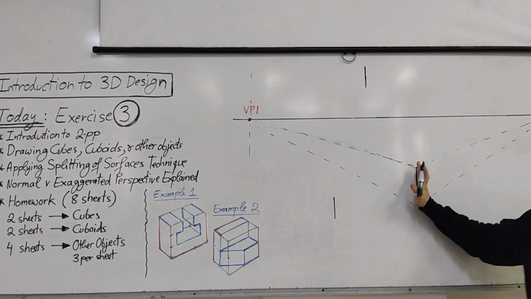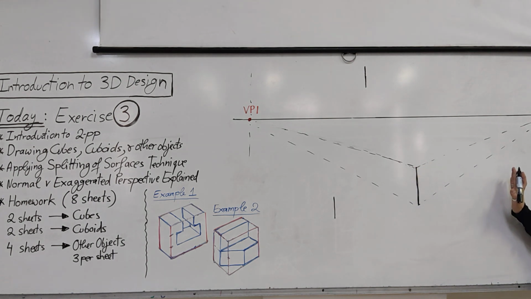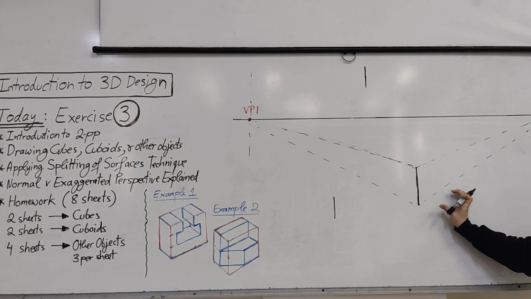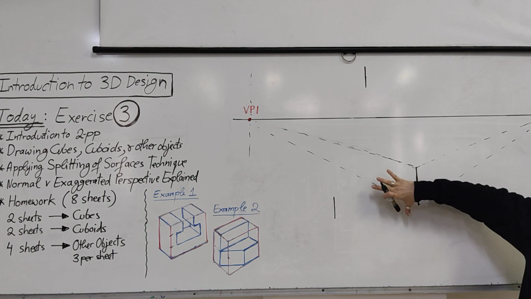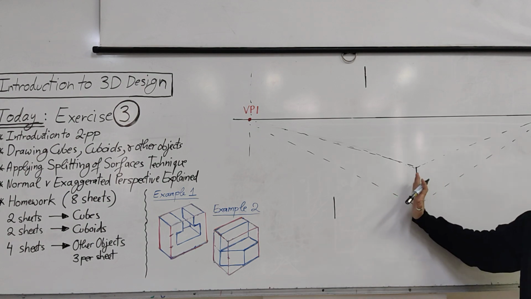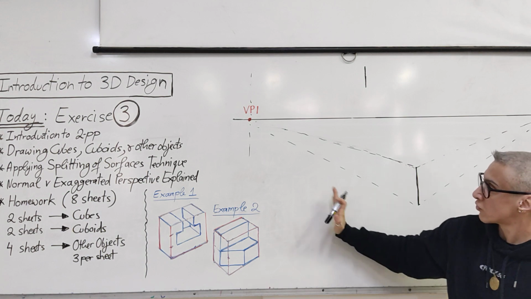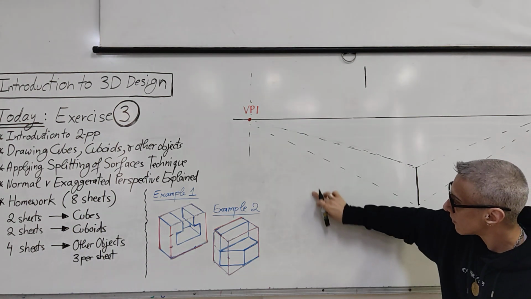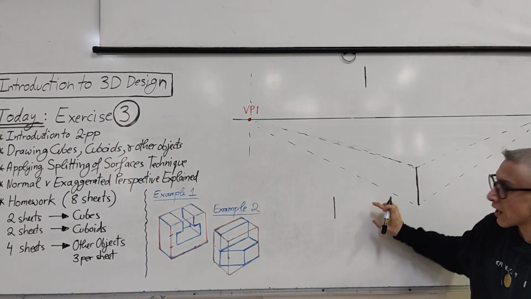So, if the edge is located closer to a point, the closer it gets to this point, the shorter this side will be, and the longer this will appear. If this line goes here like this, closer to this point, this side here will be short, and this side will be long.